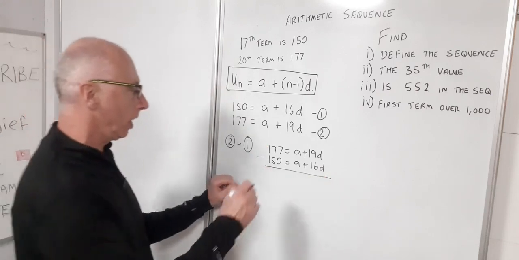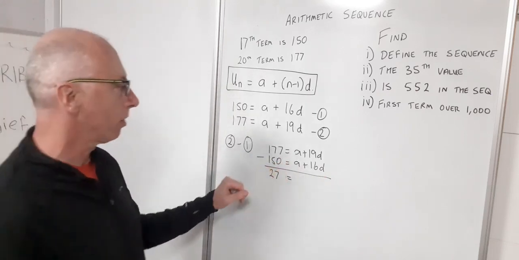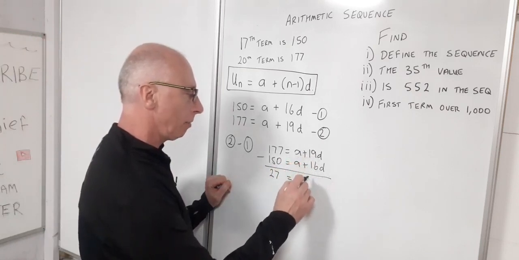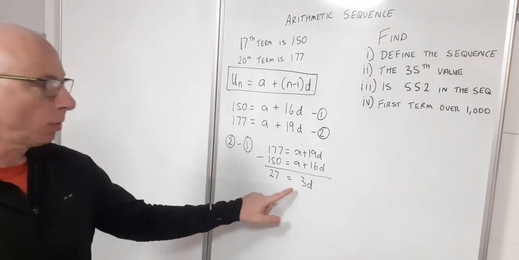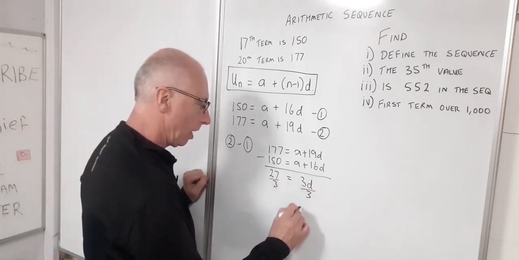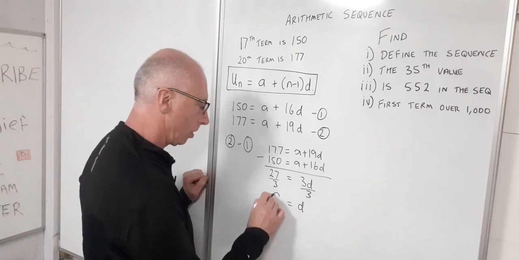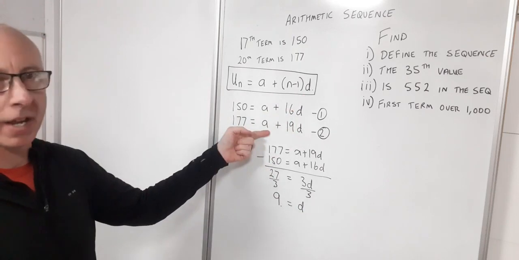177 minus 150 gives me 27. A minus A cancels out, and 19D minus 16D gives me 3D. So 27 equals 3D. Divide both sides by 3, then I will have D equals 9. So that's my difference. But I still don't know my A.